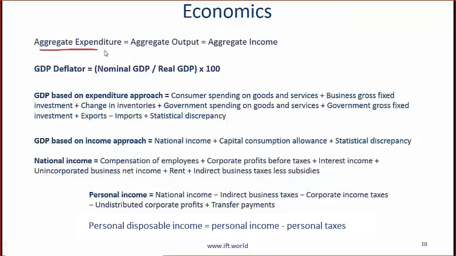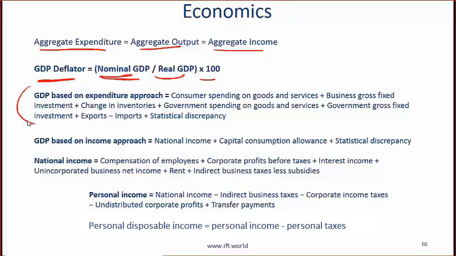More economics. Aggregate expenditure of an economy, and now we move into the realm of macroeconomics. So aggregate expenditure is equal to aggregate output is equal to aggregate income. The GDP deflator, which is a measure of price levels, is equal to the nominal GDP divided by real GDP into 100. The way you can think of this is that in your base year, the nominal GDP and real GDP will be the same. So your starting point here is 100. After that, if the nominal GDP is going up faster because of increasing price levels, then that is what is creating a number that is higher than 100.